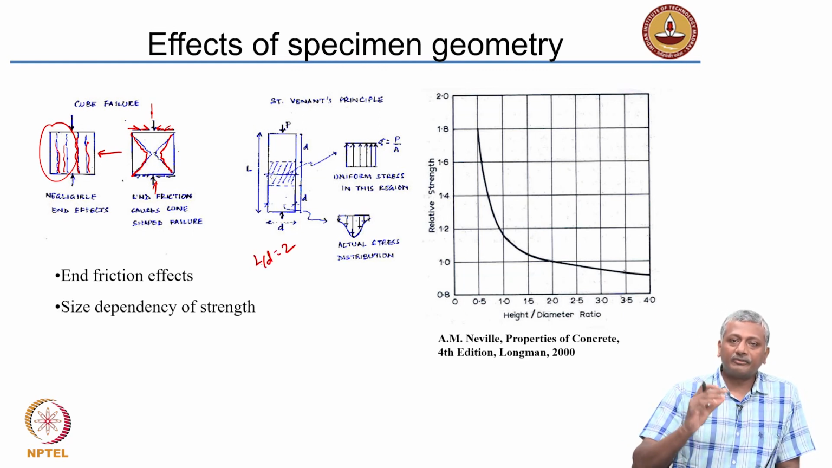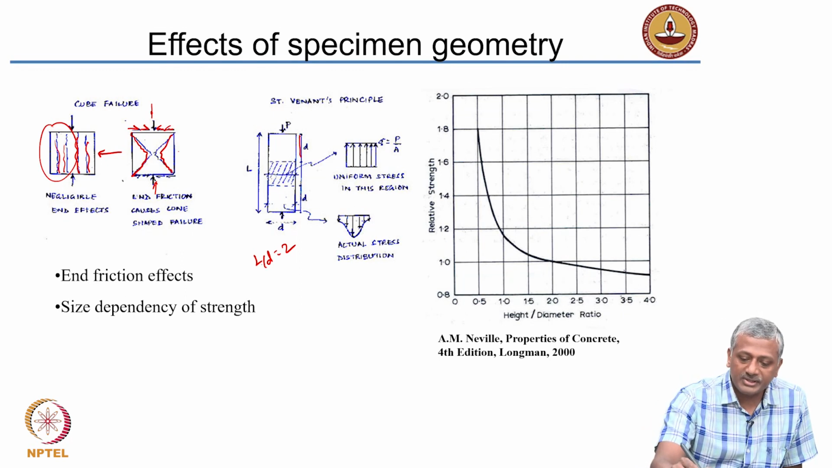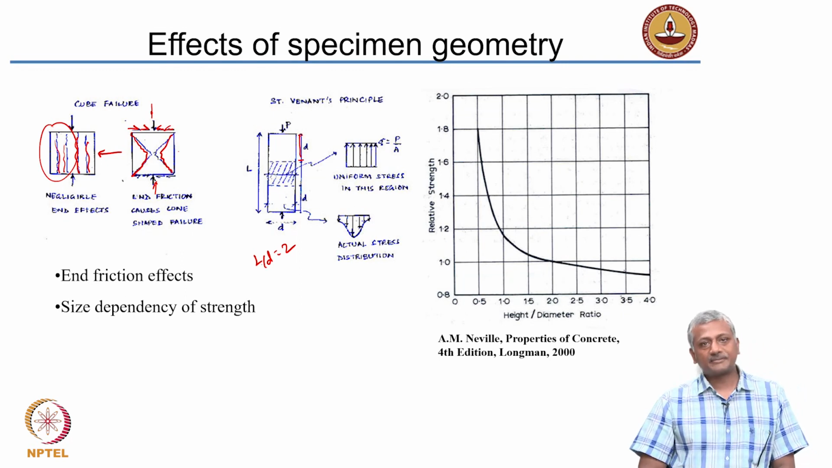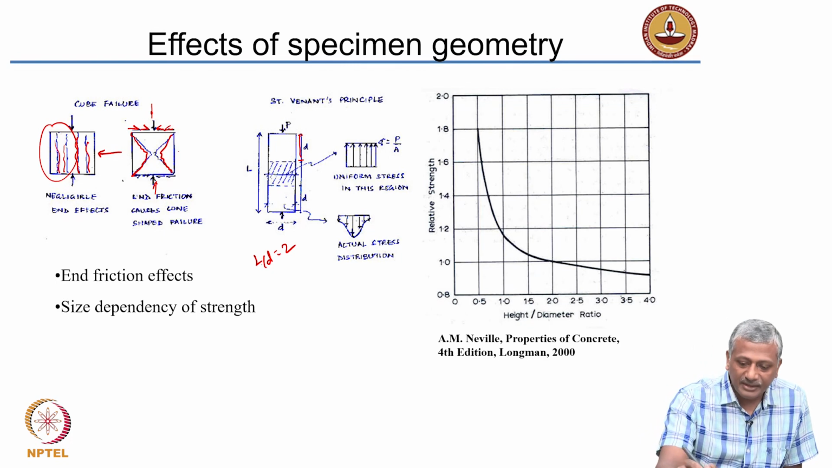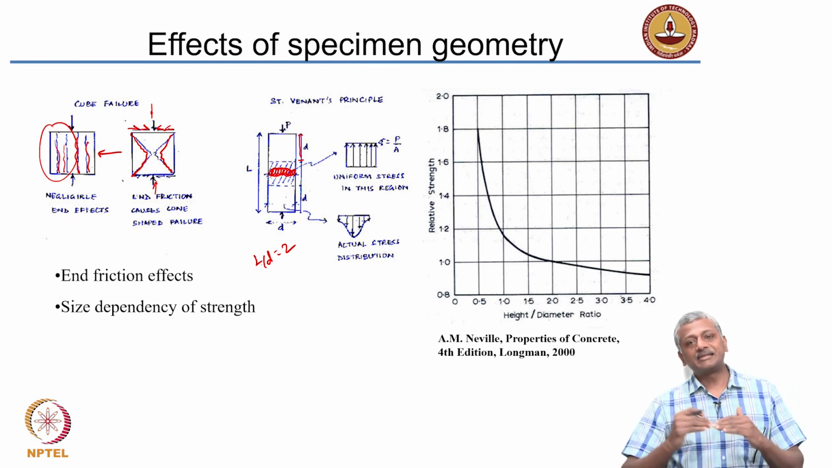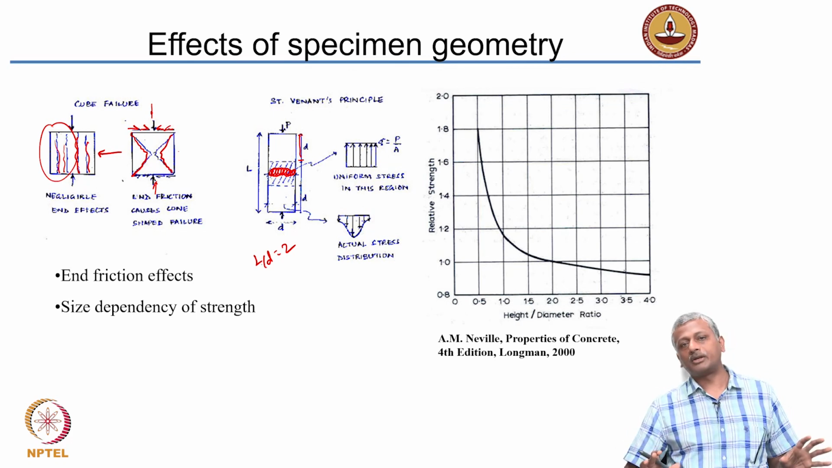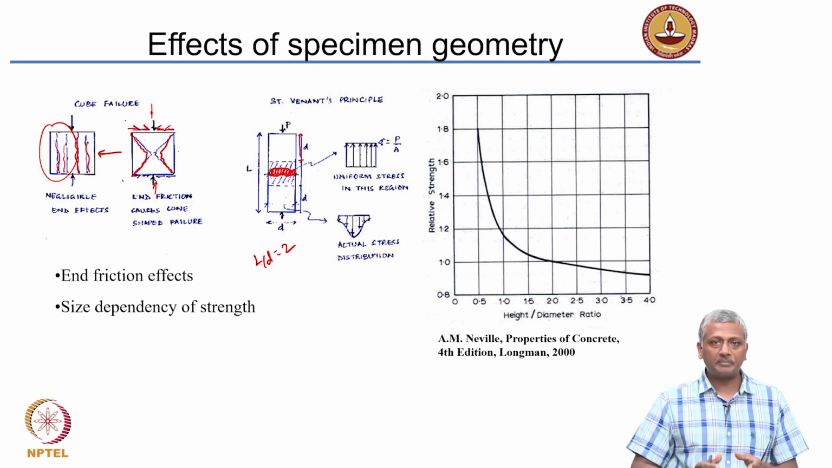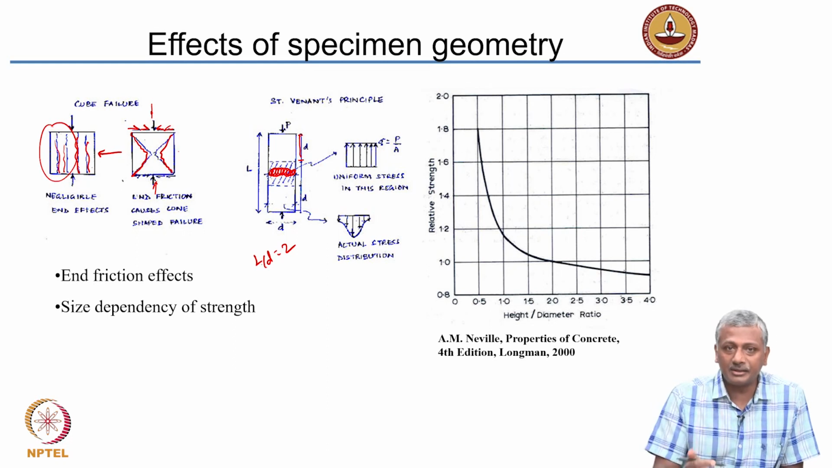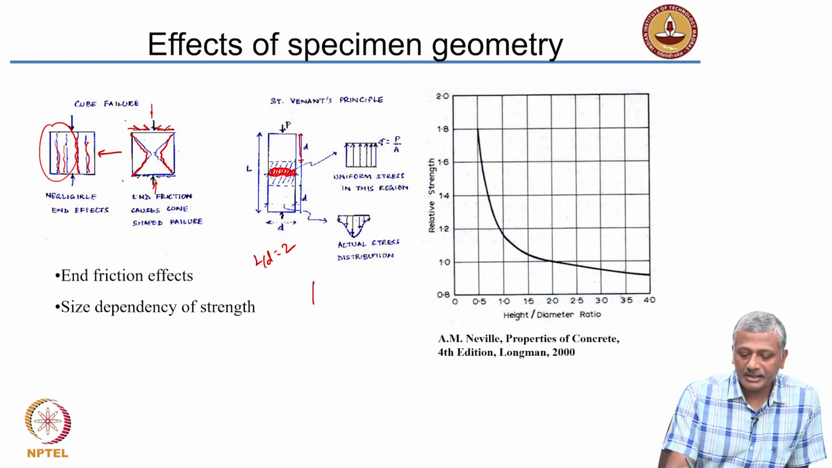So, the effects of the end are felt only up to a distance of D from the ends. That means we still have a very small infinitesimal zone right in the center of the cylinder where the end effects of friction are not playing any role at all. That means we have pure compression at the central part of the cylinder. So, if you take a cylinder and break it, you will see that you get a failure which is more or less like this.